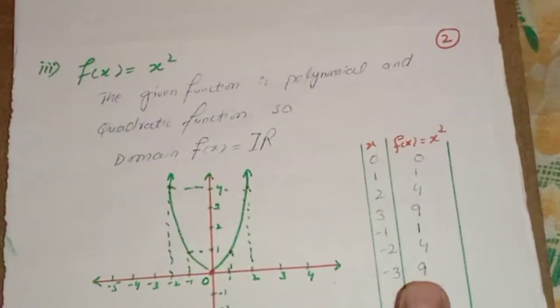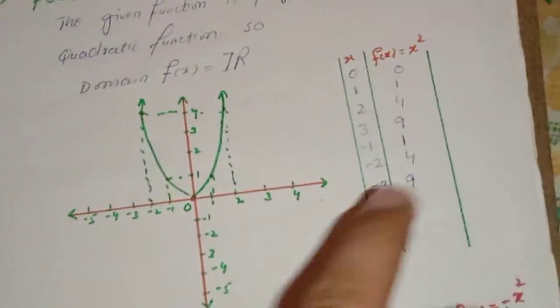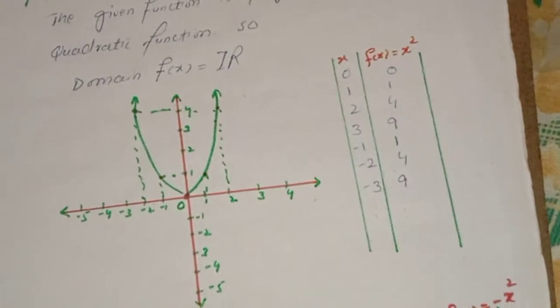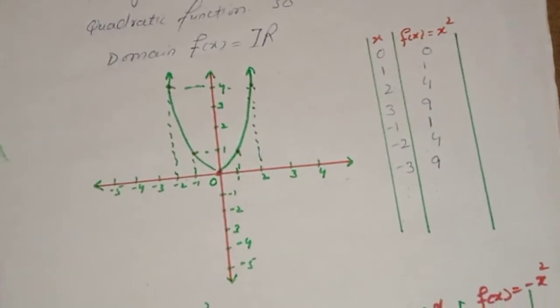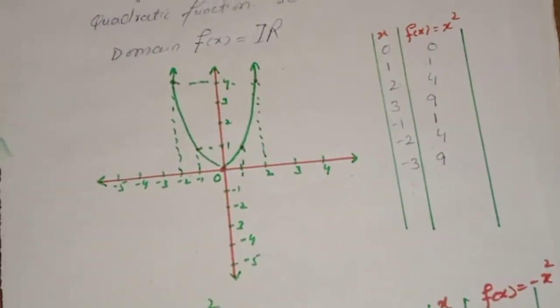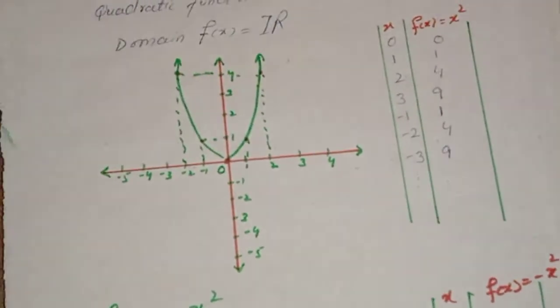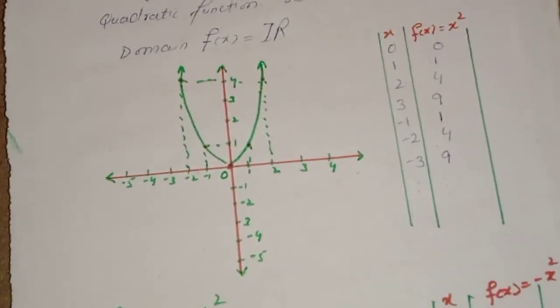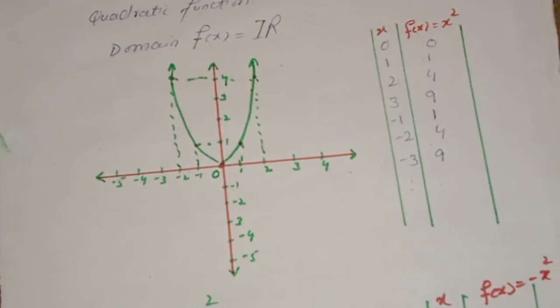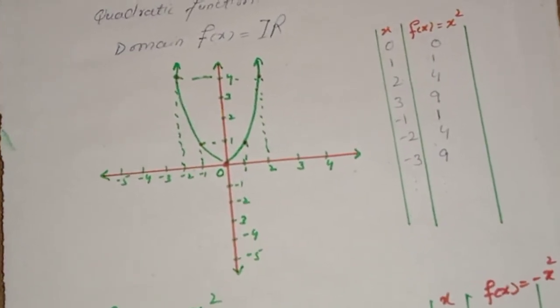So focus on the table. When we put 0, it will give 0. When we put 1, it gives 1. When we put 2, it will give 4. When we put 3, it will give 9. When we put -1, it will give 1, because it is a square function. When we put -2, it will give us 4. When we put -3, it will give us 9.